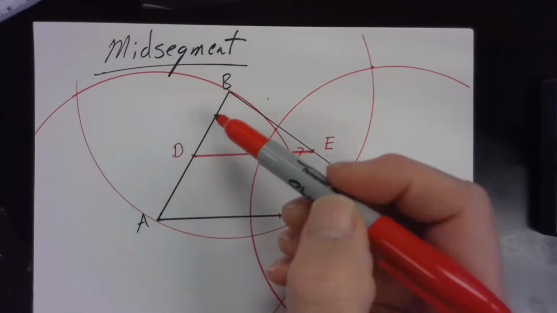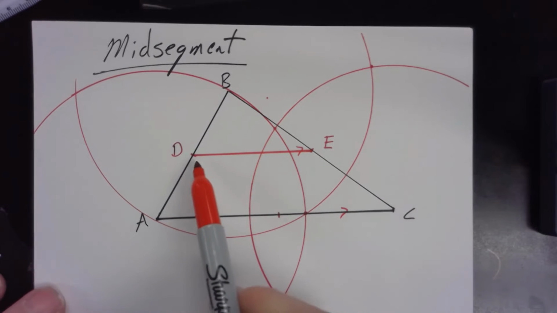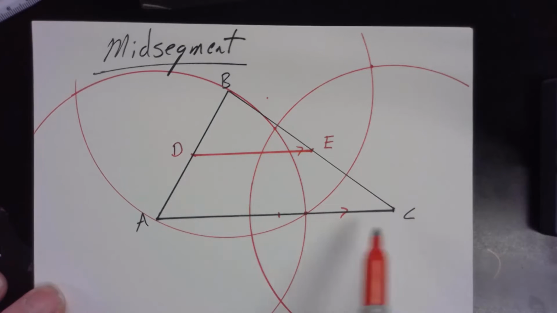Do you think it's perpendicular? I don't think it's perpendicular to it. What do you guys think? What? It's half of it. Yeah, it is. It actually is half the length of AC. So it's parallel to AC, and it's half the length.